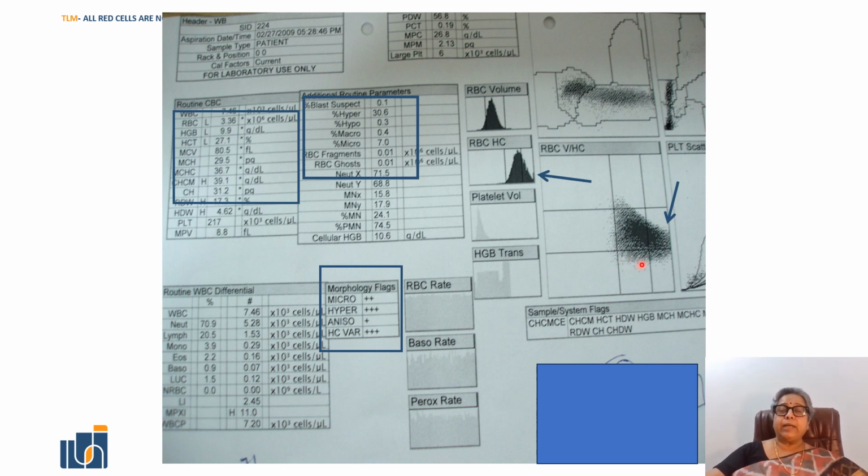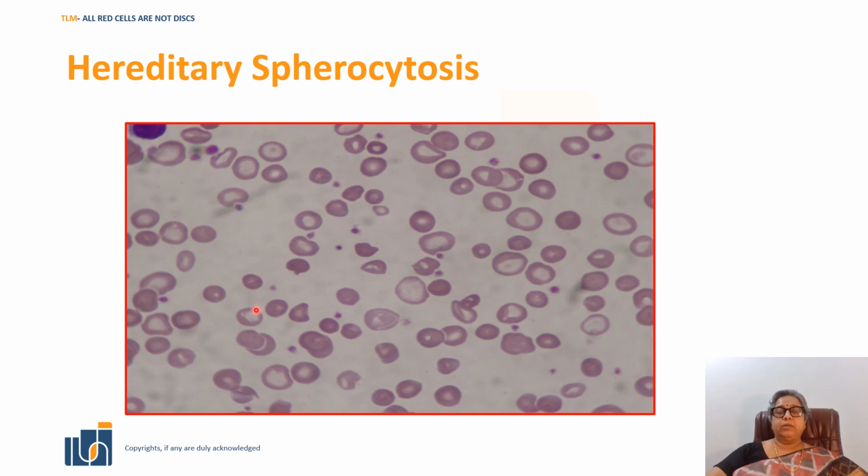So again here, the diagnosis is quite obvious. You have plenty of spherocytes and it is hereditary spherocytosis, and the larger microcytic cells or normocytic hypochromic cells can also be as a result of hemolysis.